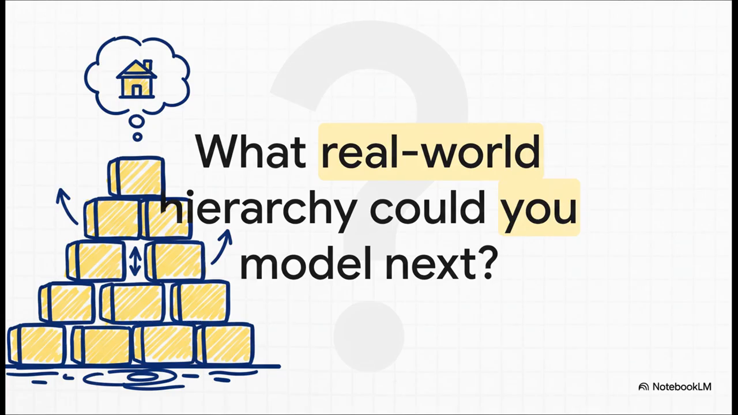The possibilities are endless. So the real question is, now that you know how to stack these blocks, what are you going to build? Thanks for joining me.